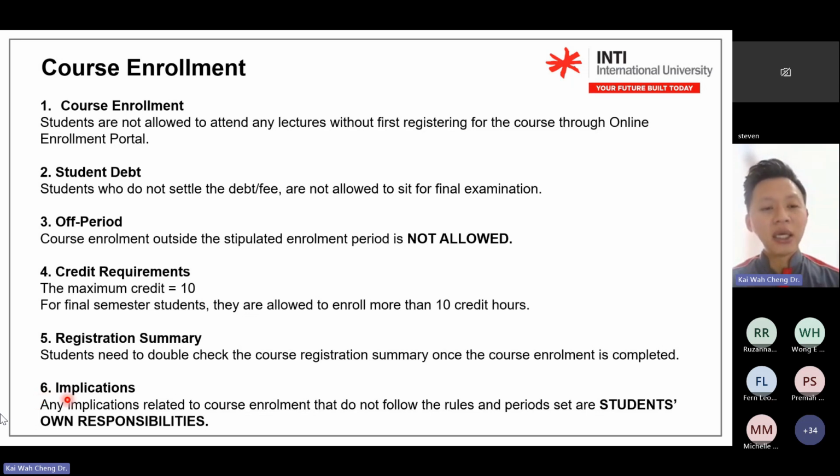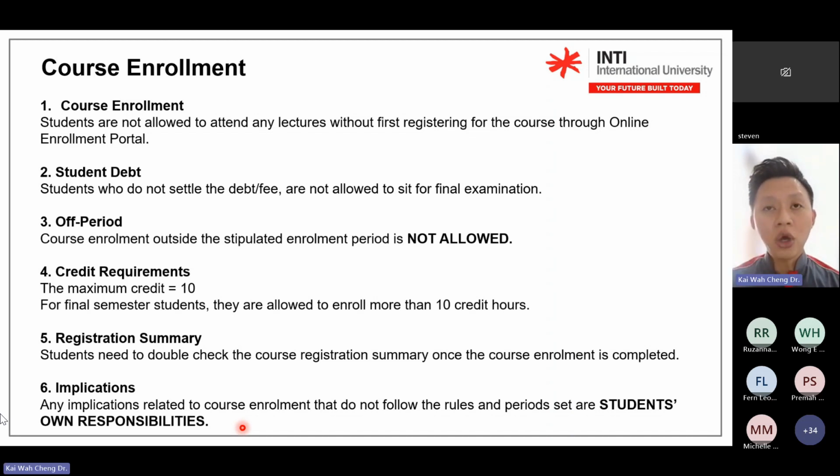Number 6, this is very important, implications. Any implications related to course enrollment that do not follow the rules and periods set are students' own responsibility. So this is why at the beginning of this session, just now, I told you that all of you should take charge of your own academic progression.